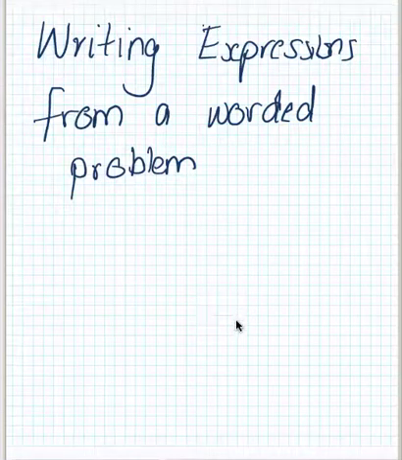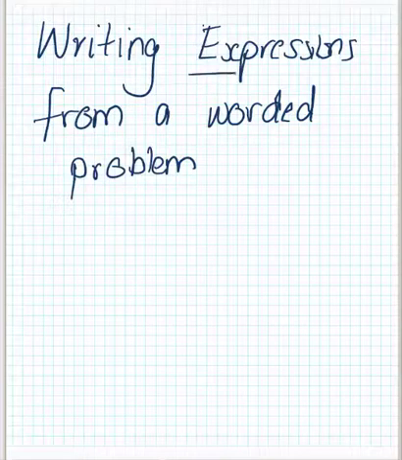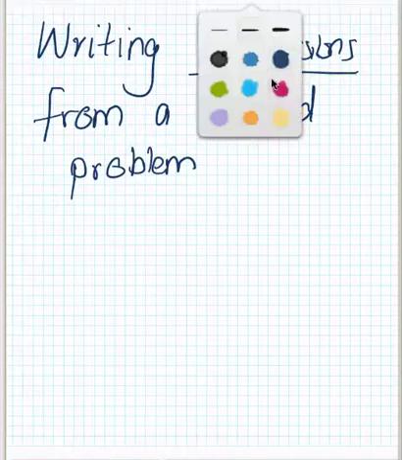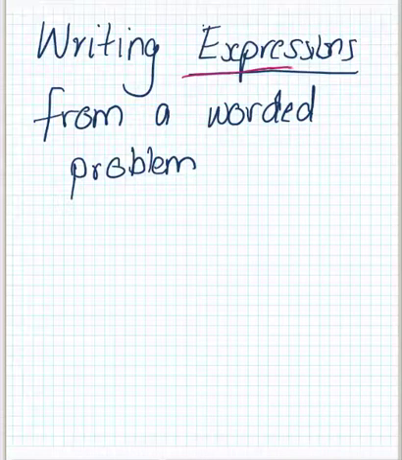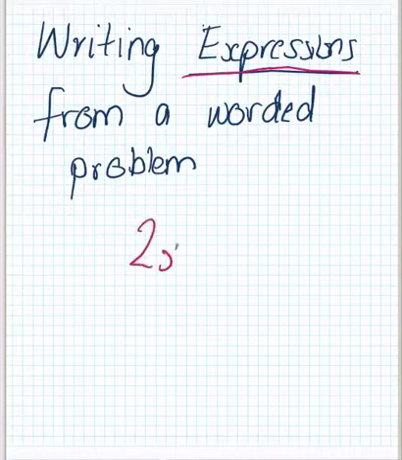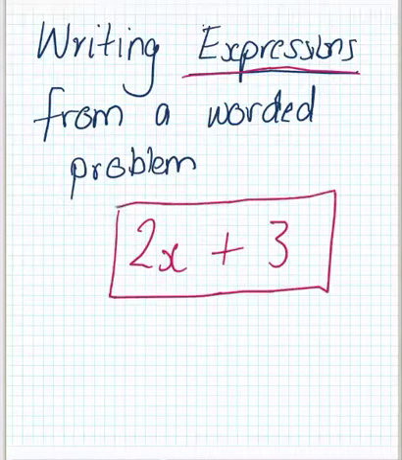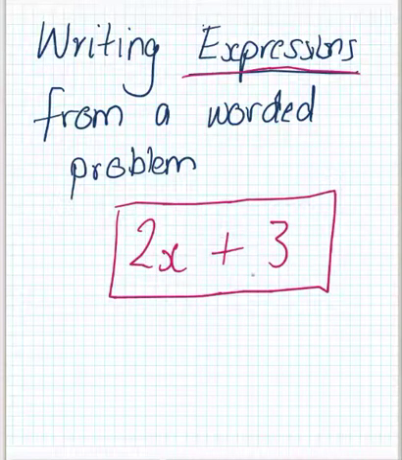Hi, for this session we are going to practice writing expressions from a worded problem. And if you remember, an expression is something that contains variables and numbers, and it's made up of terms. For example, we could have 2x plus 3. This is an expression made up of two terms. We've got 2x, that's the first term. The second term is a 3 or a positive 3.